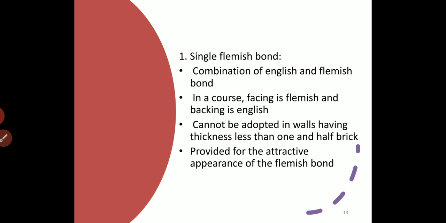Okay, so what is the drawback of this bond? The drawback of this bond is that it cannot be used for walls less than 1.5 brick in thickness. If the wall is less than 1.5 brick, then this Flemish bond, single Flemish bond, is not used. Okay, the next is, see here, you can see it is provided for the attractive appearance of the Flemish bond.